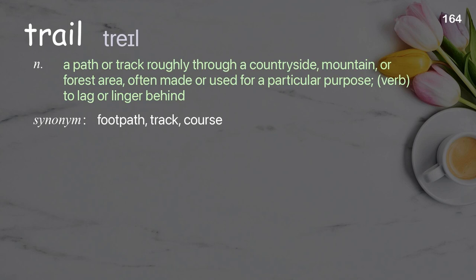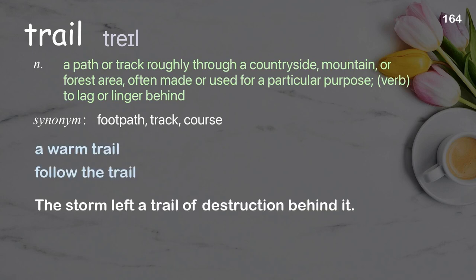Trail. A path or track roughly through a countryside, mountain, or forest area, often made or used for a particular purpose. Verb: to lag or linger behind. Examples: a warm trail. Follow the trail. The storm left a trail of destruction behind it.